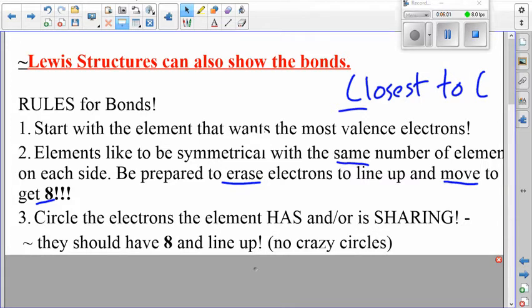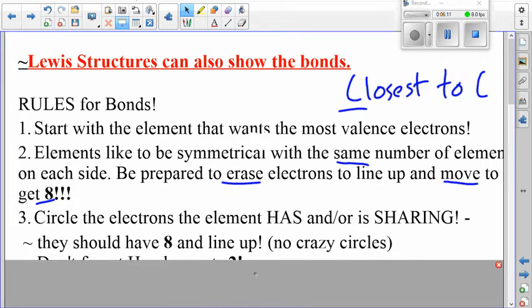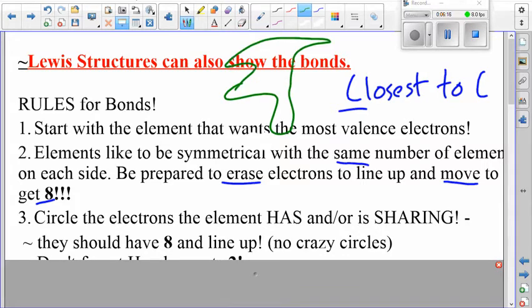Now, they should have 8 in lineup. So these circles, they should always have 8 inside of them. And they should line up, okay? You shouldn't have any crazy circles. So when you guys are doing problems later, you should not have circles that kind of look like this. Okay? They should look like, you know, like a circle. They should look like that. Okay? Nothing too crazy.